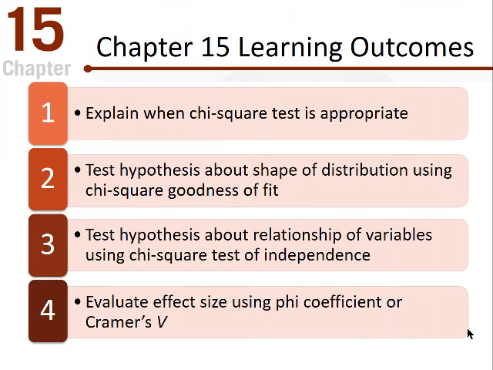After this chapter, you will be able to explain when to use a chi-square test. So when it is appropriate, you will be able to test hypotheses about the shape of a distribution using a chi-square goodness of fit. You'll be able to test hypotheses about relationships of variables using the chi-square test of independence. And you will be able to evaluate the effect size using phi coefficient or Cramer's V.